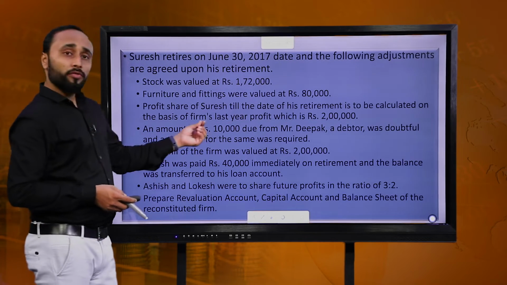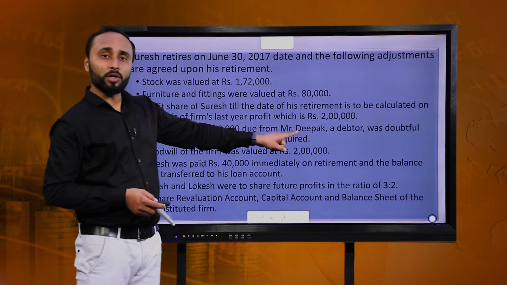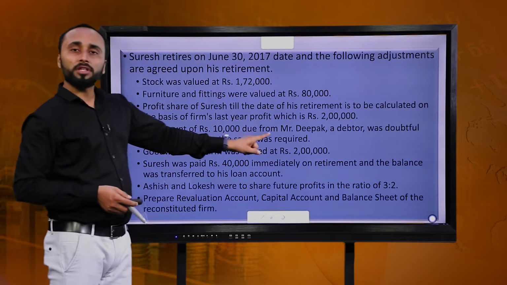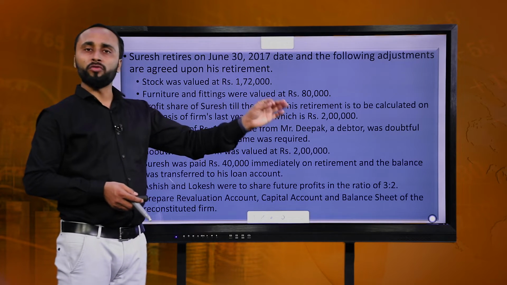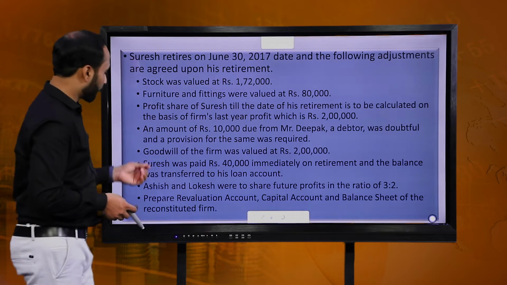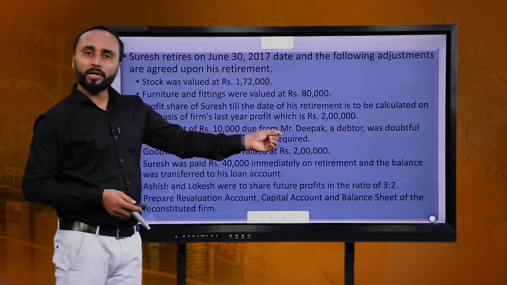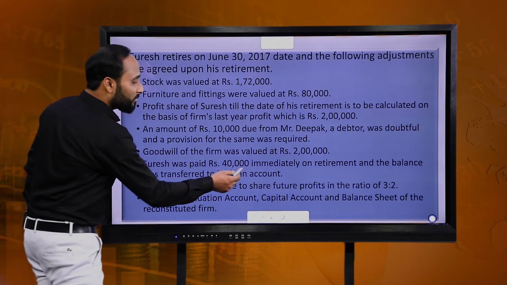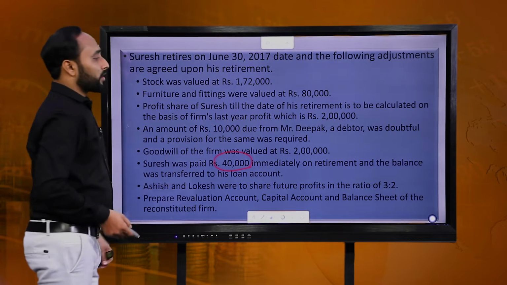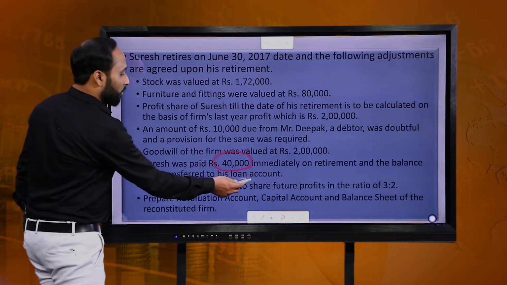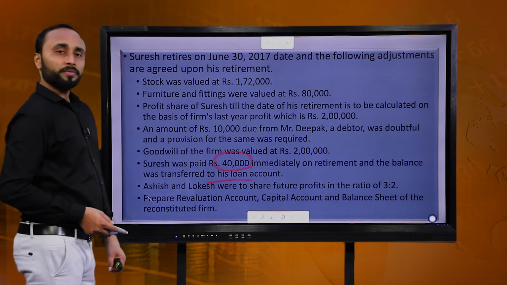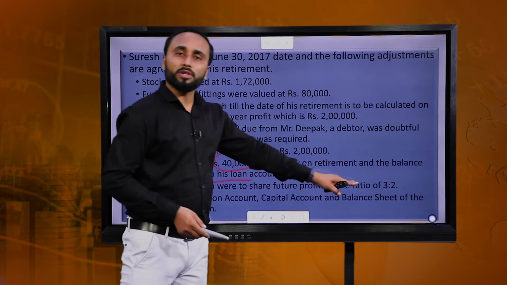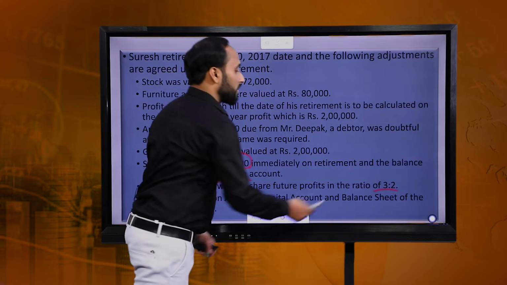Thereafter, an amount of 10,000 due from Mr. Deepak, who was a debtor, was doubtful and a provision for the same was required. So we have to make a provision for doubtful debts for 10,000. Goodwill of the firm is valued at 2 lakh. Suresh was paid 40,000 immediately, remember this, and the balance was transferred to his loan account. Ashish and Lokesh have decided to share the future profits in the ratio of 3:2.